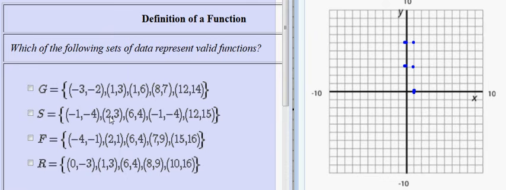Going through the rest of the points, this sends 2 to an output of 3. That's an input that only has one output. There's no other points that sends 2 to any other output but 3. And then the same thing with 6. 6 goes to 4. 12 goes to 15. This is an example of a function. If I was to go over here and plot the dots, I would never have any dots stacked on top of one another.